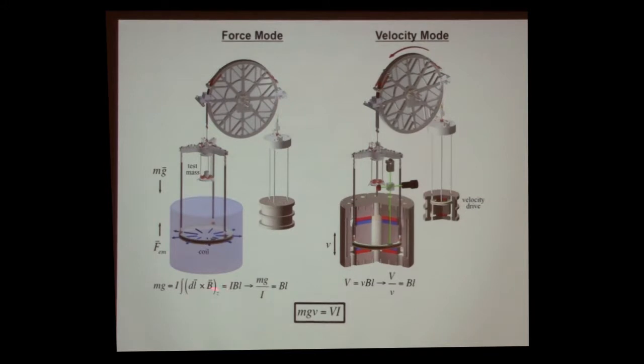If you write this down, you can get the quotient of the mass times gravity over the current in the coil equals what they were calling the magnetic field, or this magnetic flux integral, or what we just call the BL factor. In the velocity mode, you measure the velocity and the voltage induced, and you form the quotient of voltage to velocity. That equals the same BL factor. And so when you combine these two results and invert them, you get mechanical power, MGV, equals electrical power.